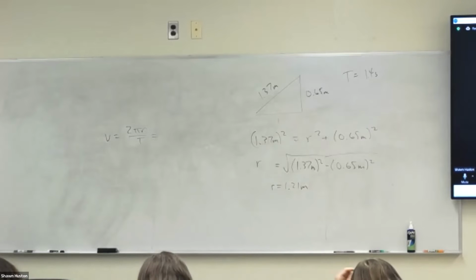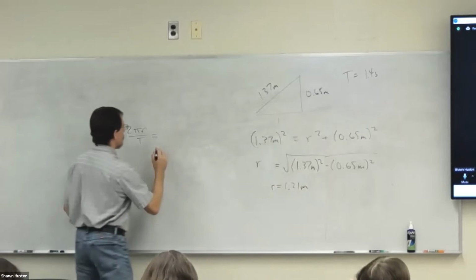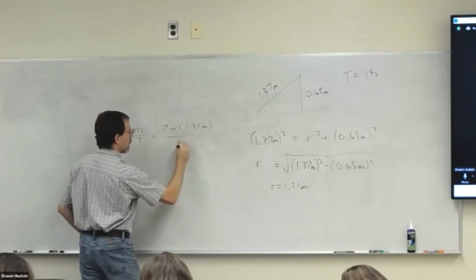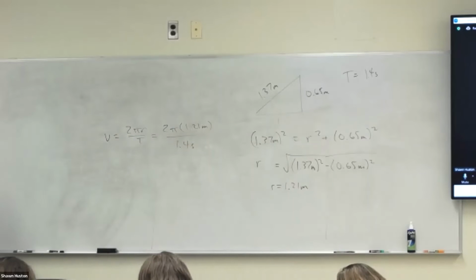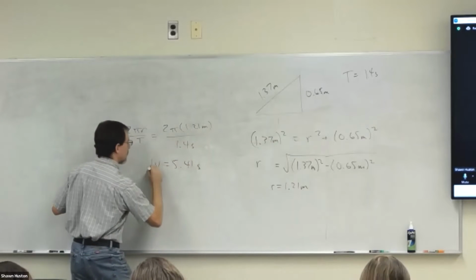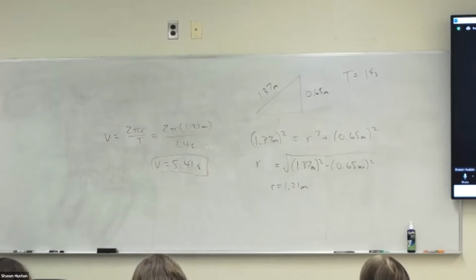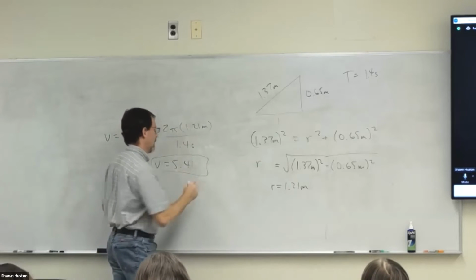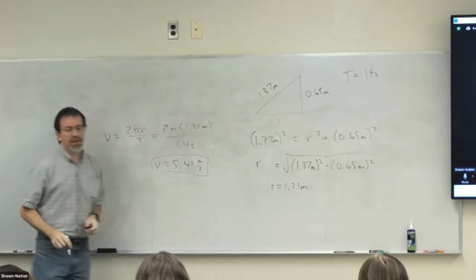All right. So there's the radius of my circle. 2 pi times 1.21 meters over 1.4 seconds should hopefully give me the result that I had circled in red. Now my speed looks like 5.41. Oh, yeah, it's meters per second. Thank you very much.